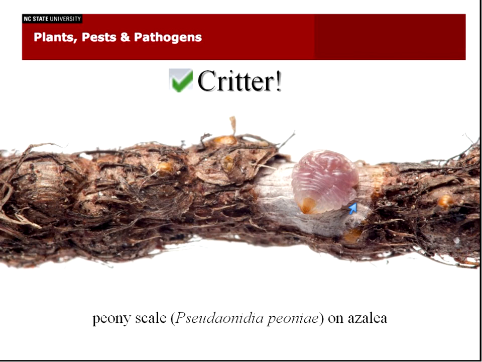And now one of the clues for the scales that are living under bark, there's some that are even more difficult to see than this peony scale on the azalea, are to look for the very tiny first crawler shed skins that usually sit right near the actual living scale that has matured. So that's one of the clues to look for when you're looking for scales that are under bark.